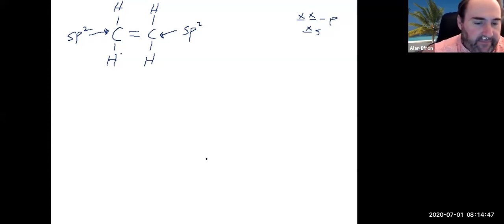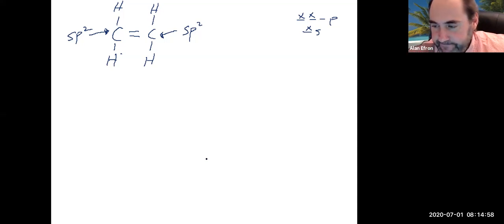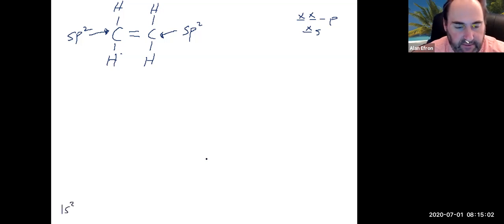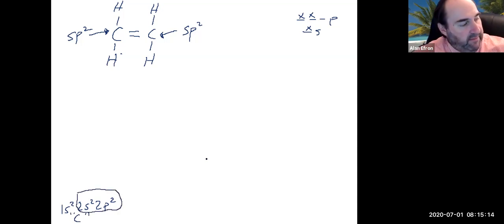So if you remember, if we go to the periodic table, carbon is number 6, which means that it would be 1s2, 2s2, 2p2 for carbon, right? And obviously this would be its valence electrons there in group number 4, as we see.